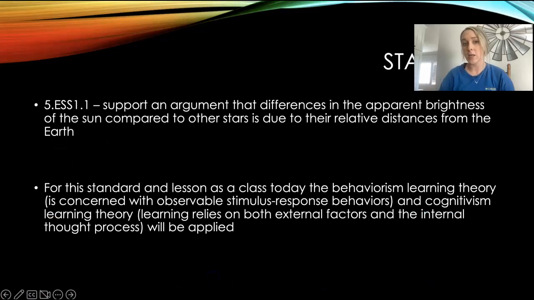which is 5 ESS 1.1, and that is to support an argument that differences in the apparent brightness of the sun compared to other stars is due to the relative different distances from the Earth. So we'll just talk about that, and then for this standard and lesson as a class, the behaviorism learning theory and the cognitive learning theory will be applied. Behaviorism is concerned with observable stimulus response behaviors, and in cognitivism, learning relies on both external factors and the internal thought process.